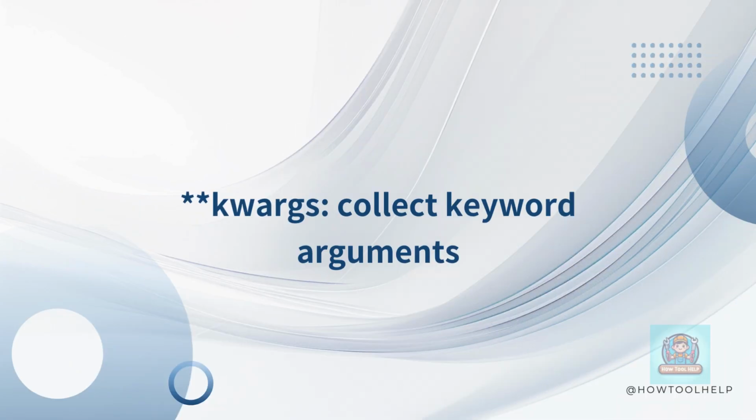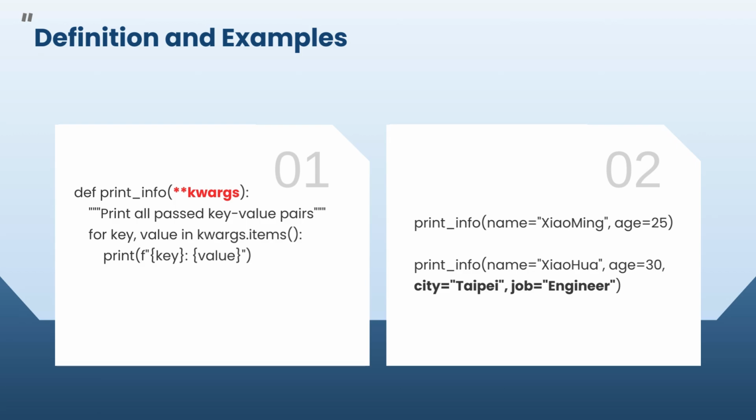3. Double asterisk keyword arguments, collecting keyword arguments. Next, let's look at the second method, double asterisk keyword arguments. Double asterisk keyword arguments is another special syntax that collects all the keyword arguments passed to a function into a dictionary. Here's an example.